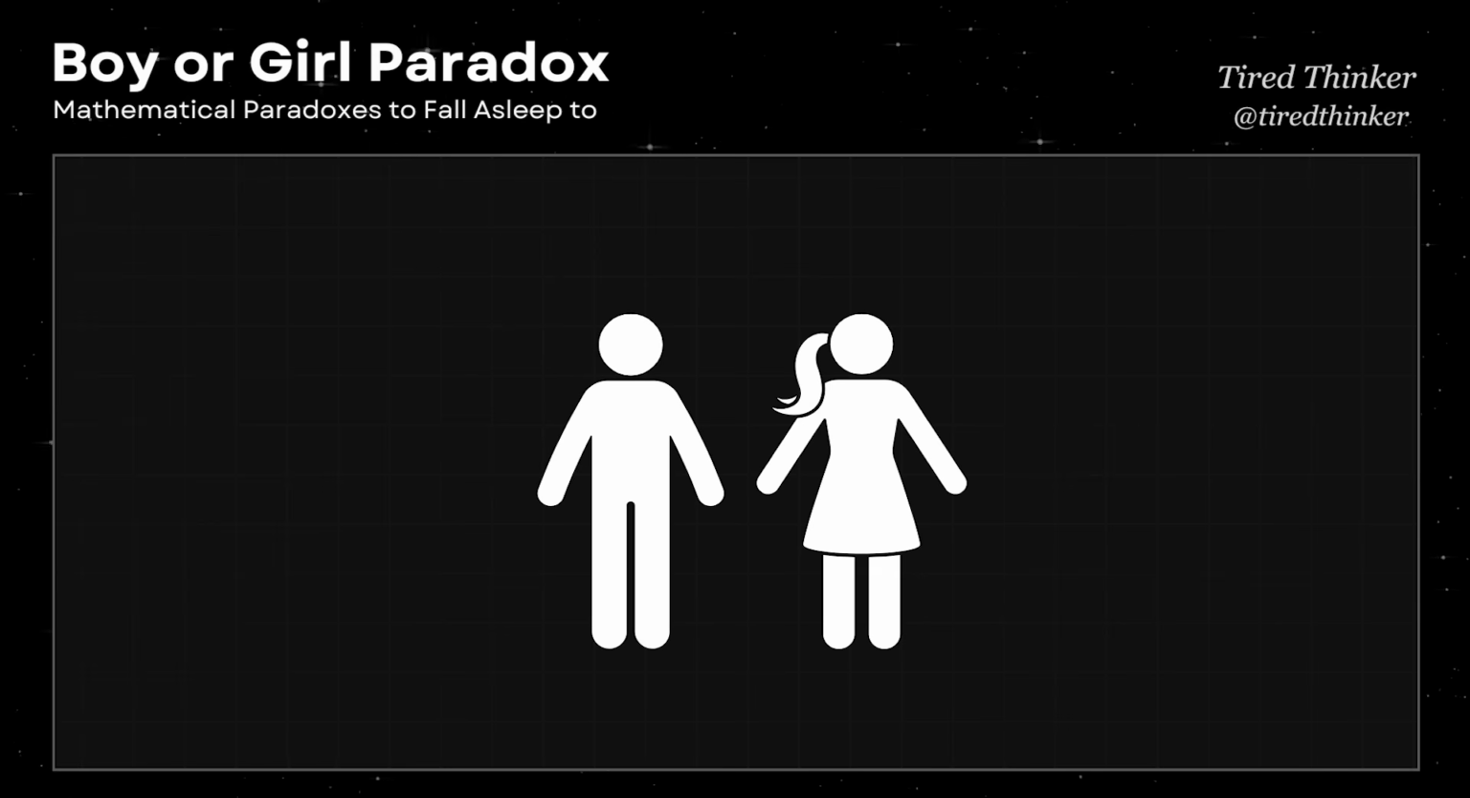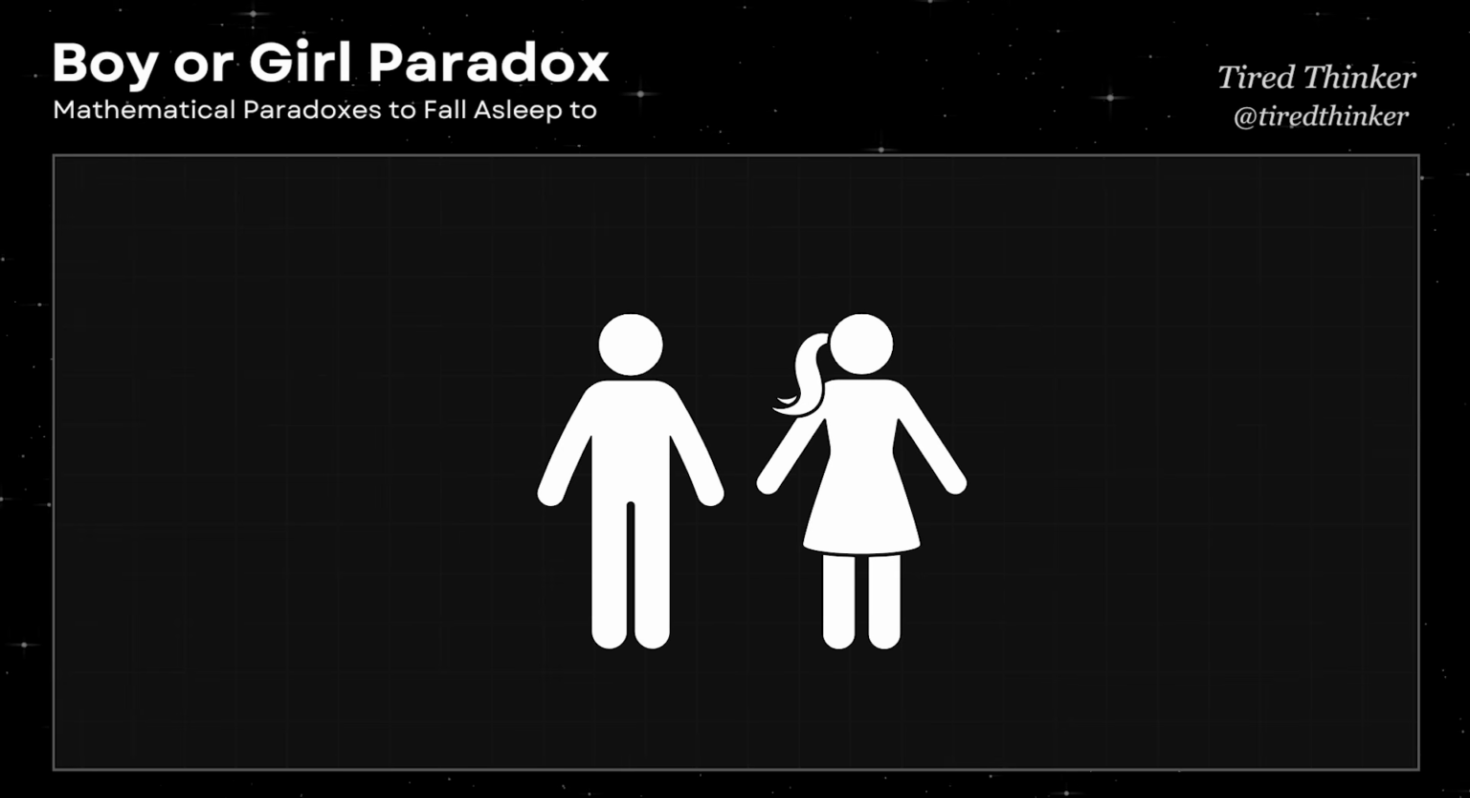The boy or girl paradox is also related to the Monty Hall problem. In both cases, people assume equal probabilities when they should update their beliefs based on new information. The paradox teaches that the way a question is asked affects the answer. In probability, small details can make a big difference.